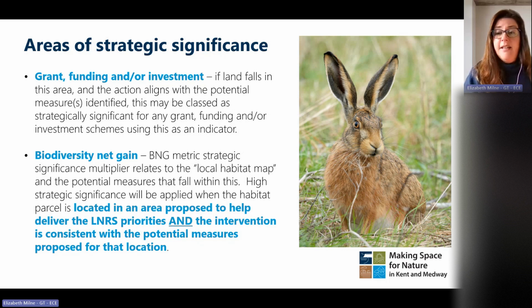And in the case of biodiversity net gain, that multiplier is related to the local habitat map and the potential measures that fall within it. So biodiversity net gain is a process which would appear to provide opportunities and provide a positive impact for nature. But that gain will be much more meaningful than just essentially a tick box exercise in terms of nature recovery if the gains are not only situated to where we need gains made, but also deliver action that we've identified needs to be delivered. So therefore, the high strategic significance will be applied when the habitat parcel is located in an area proposed to deliver the nature recovery strategy priorities, and the intervention that is proposed for that biodiversity net gain is consistent with the potential measures proposed also for that location.